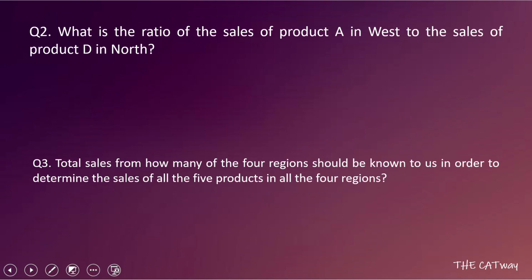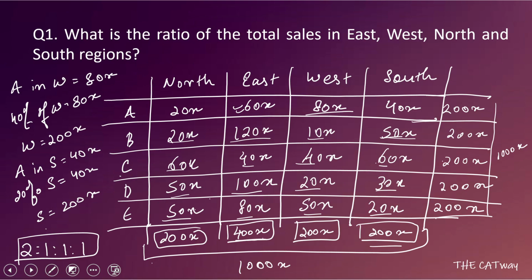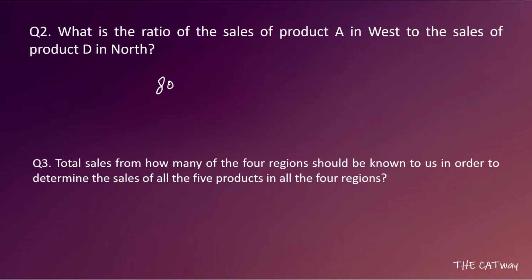What is the ratio of sales of product A in west to sales of product D in north? Again, we can use the last table. Sales of product A in west, let's see what it is, 80x, and sales of product D in north. So D in north is 50x. So we have to find the ratio of 80x to 50x. X is cancelled, 0 is cancelled. We have 8:5. That is our final answer.